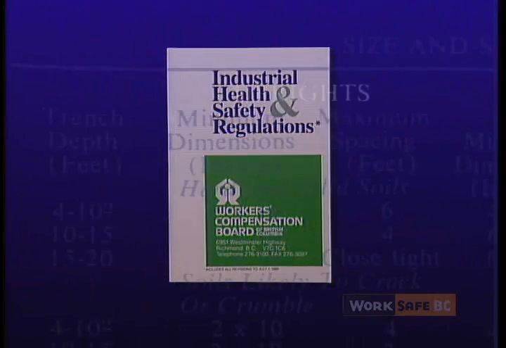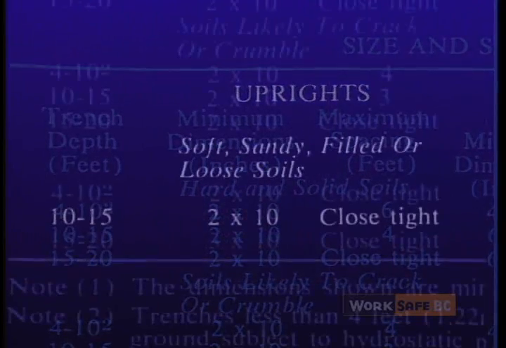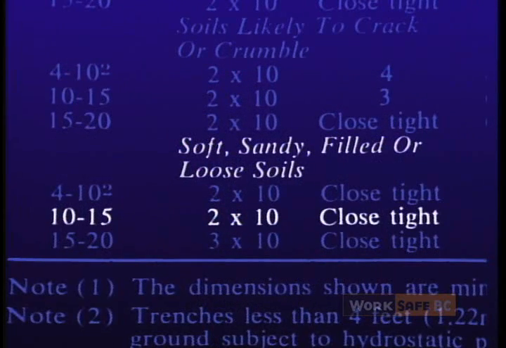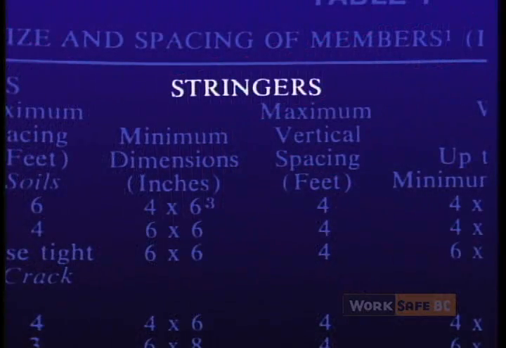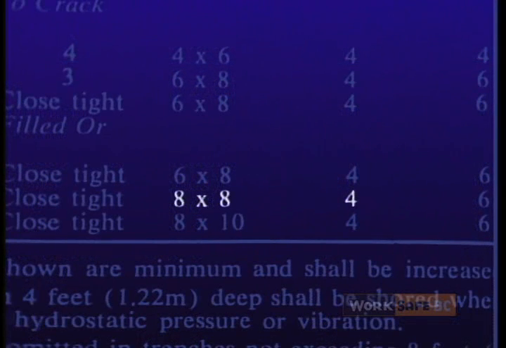By referring to the table, we see that for this 13-foot deep trench that's in soft, sandy, filled, or loose soil, we need 2 by 10 uprights that are close and tight in spacing. What size and maximum vertical spacing is required for the stringers? We see that this trench will need 8 by 8 stringers that are spaced a maximum of 4 feet on the vertical.